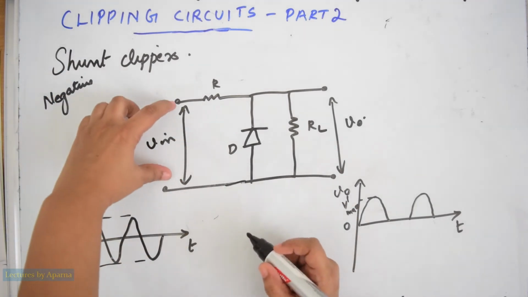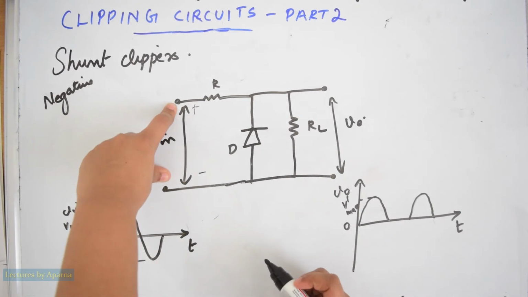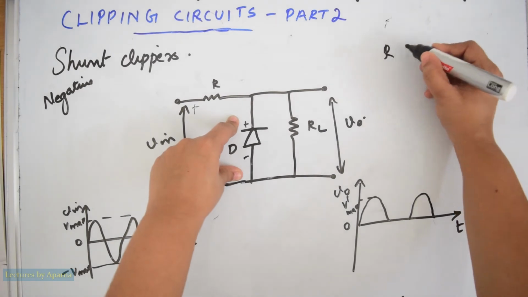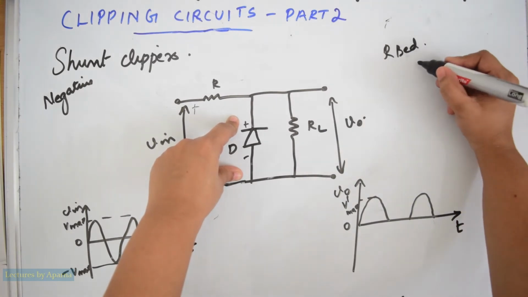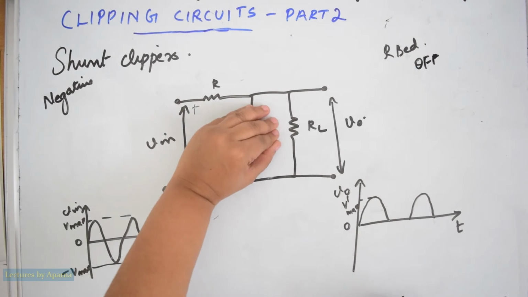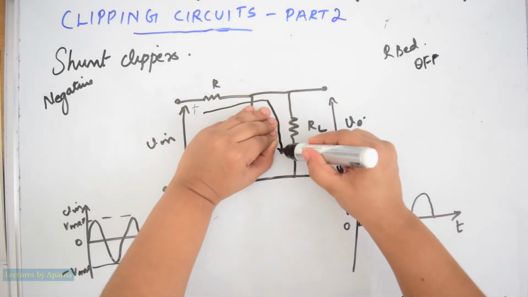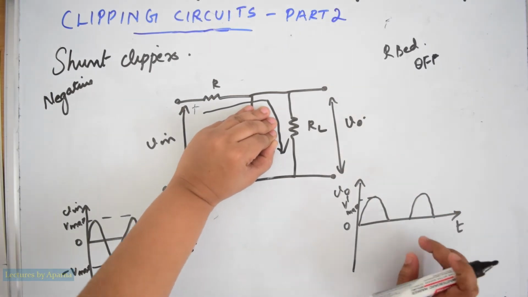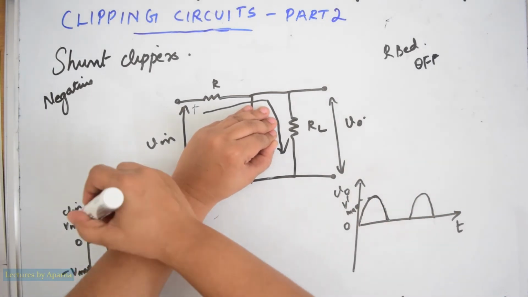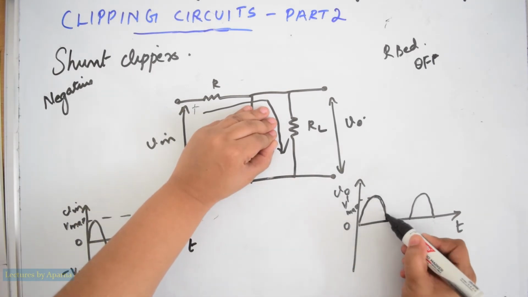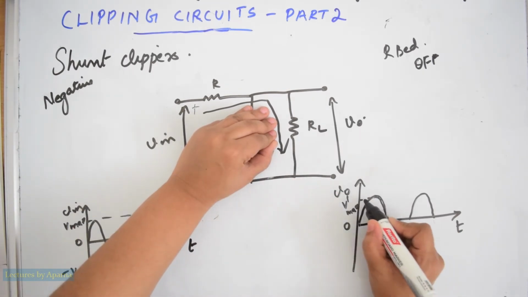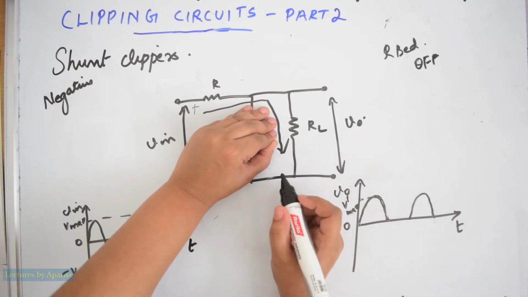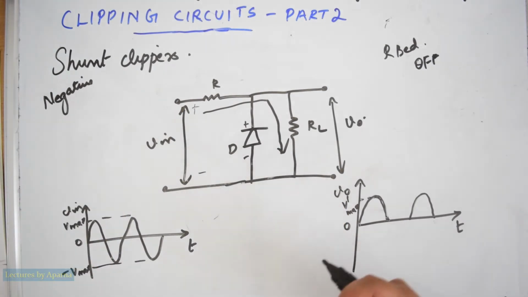Let's see the working. When positive half cycle comes here, what happens? This diode will be reverse biased or it will be off. That is, this path won't be there and current will be flowing through this RL, and hence we get the output wave with a voltage that is slightly lesser than the input wave. Okay. Now what happens in the negative half cycle?